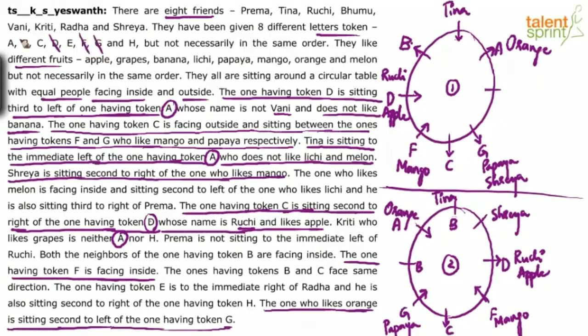D, F, C, G, A. I think the only tokens left are B, E, and H. Again, B also is partially done. So E and H. E and H are the 2 tokens left.